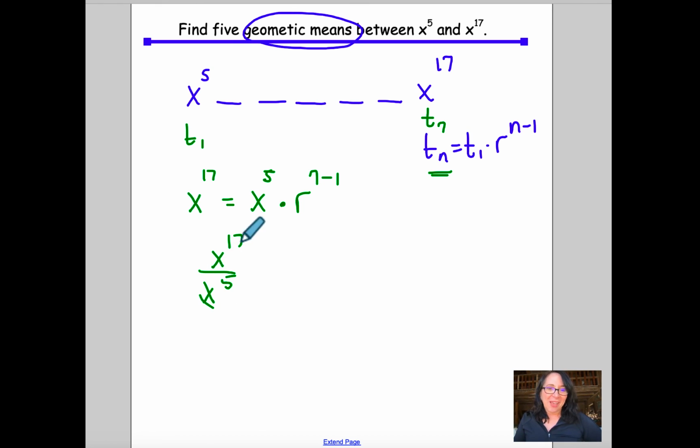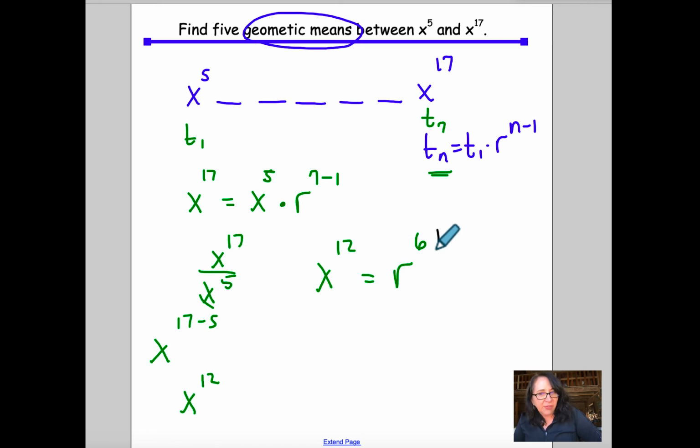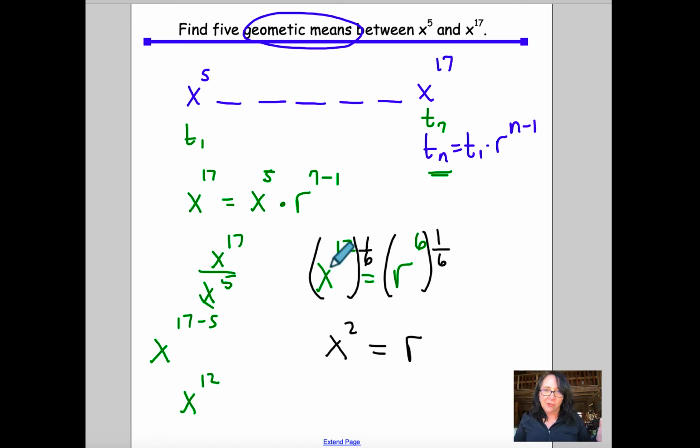Anyway, so x to the 17th divided by x to the 5th is going to be, remember to keep the base and subtract your exponents. So 17 minus 5 is going to be x to the 12th power. So what do we have? We have x to the 12th power is equal to r to the 6th power. And then in order to get r by itself, again, I need to take the 6th root, which is the same thing as taking this value and raising it to the 1/6 power. And in doing that, I get r is equal to x to the 2nd power, which then means that's my common ratio, which means that's my multiplier.